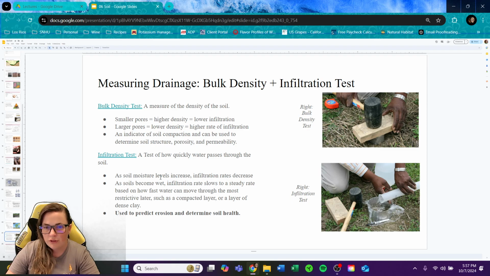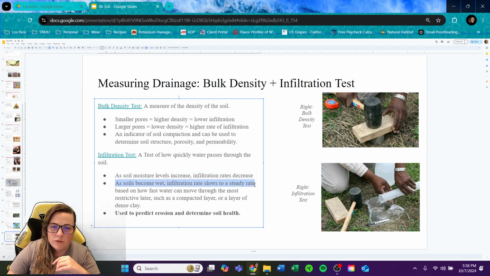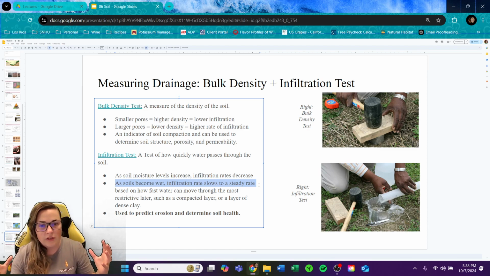Then we have the infiltration test. This is a test of how quickly water passes through the soil, so how quickly it infiltrates. As soil moisture levels increase, your infiltration rates decrease. As soils become wet, infiltration rate slows to a steady rate, based on how fast water can move through the most restrictive layer, such as a compacted layer or a layer of dense clay. So it's important that you saturate your soil to its field capacity, and then you start measuring the rate of infiltration after that, because then you'll get the true drainage.